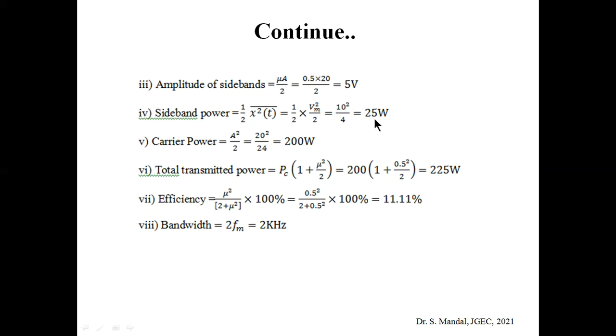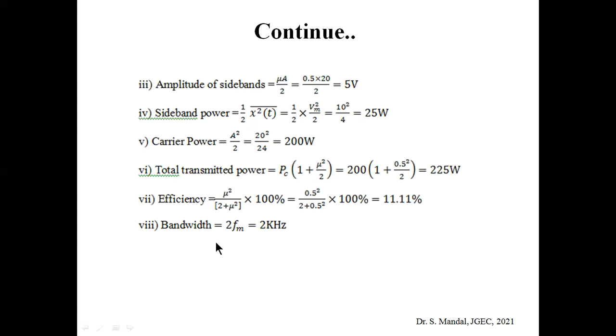So total power will be 200 plus 25, that is 225, and this can also be calculated from the formula Pc into 1 plus mu square by 2. So just substitute the value: Pc into (1 plus 0.5 whole square by 2), so that is 225 watt. Next, the efficiency, the corresponding formula is mu square by 2 plus mu square. If we substitute, we get the efficiency value as 11.11 percent.